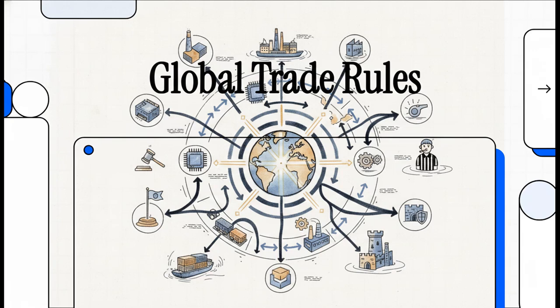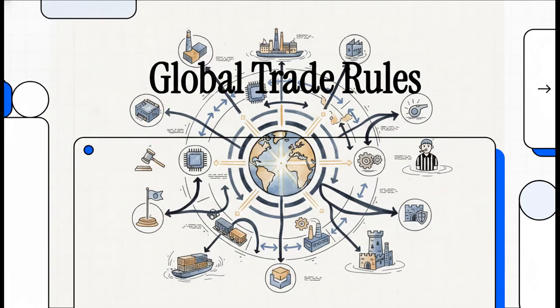Welcome to this explainer. Today, we're looking at international trade. But honestly, forget the dry, abstract economic theories for a second. We're going to look at this like it's a massive, high-stakes global game. It's a game complete with its own strict global rules, referees, and some incredibly elaborate defense mechanisms.